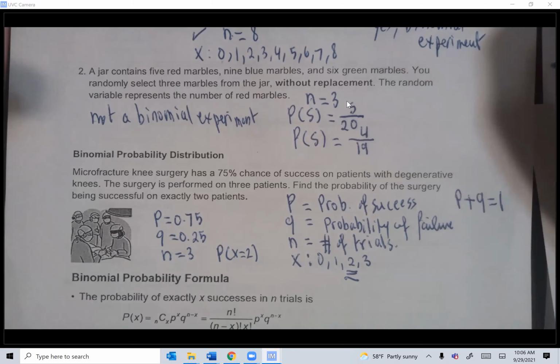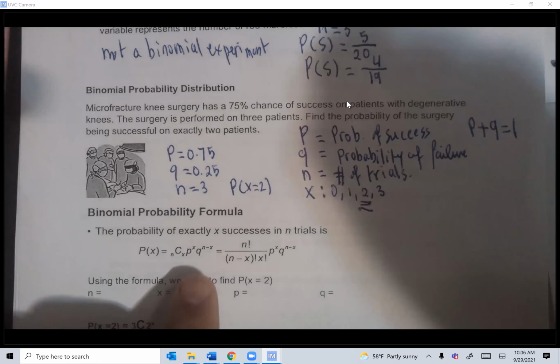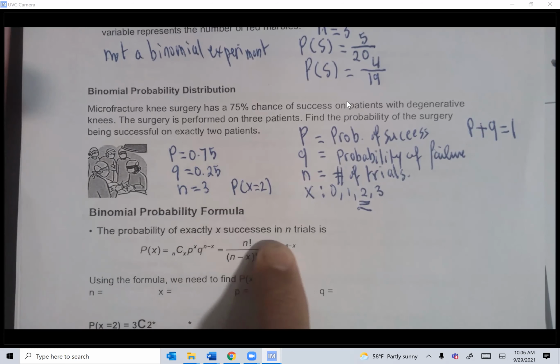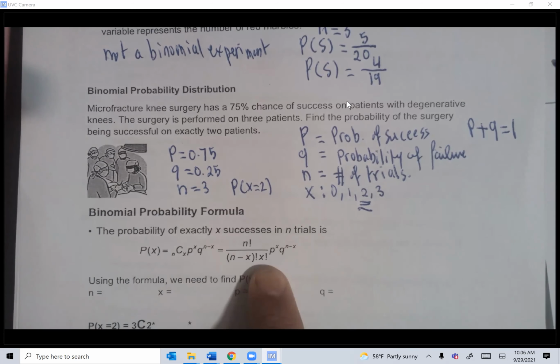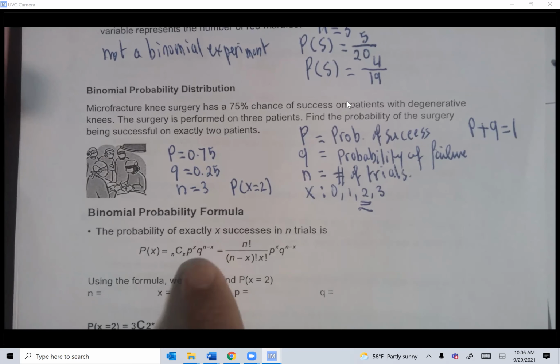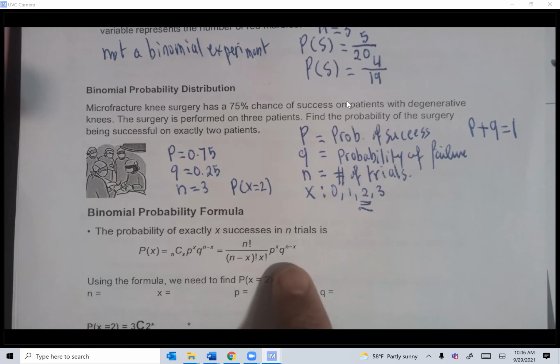Now, the probability of exactly X successes in N trials, there is a formula, guys. I'm going to show you how to use this formula by hand, but after this, we're going to go to the calculator and show you how this formula is built into the calculator. So that's the highlight of this chapter, this formula that will compute the probability of exactly X successes. But let me show you how to interpret this formula.